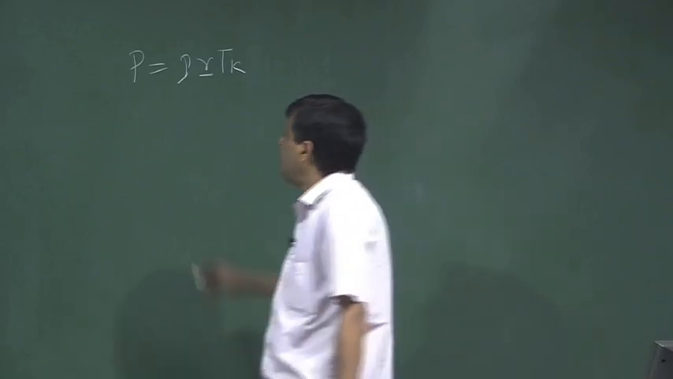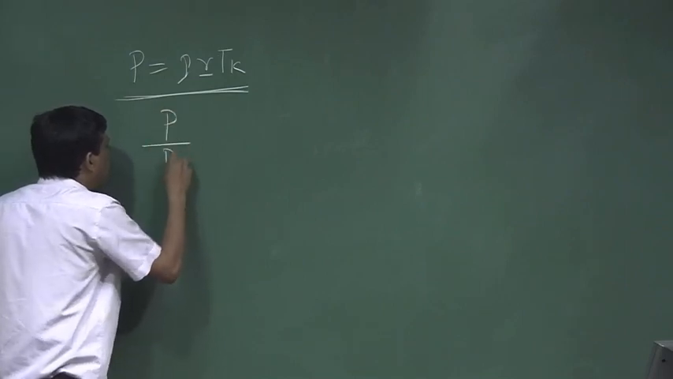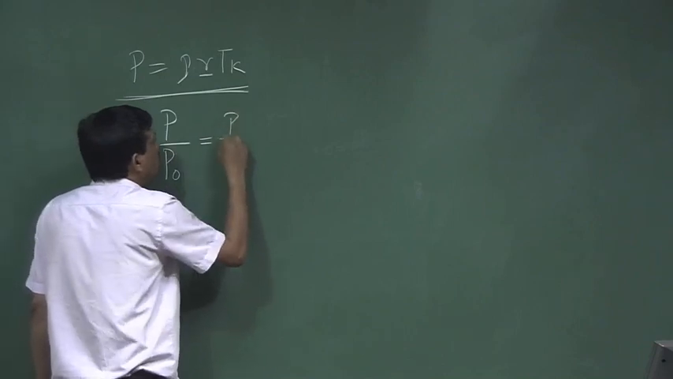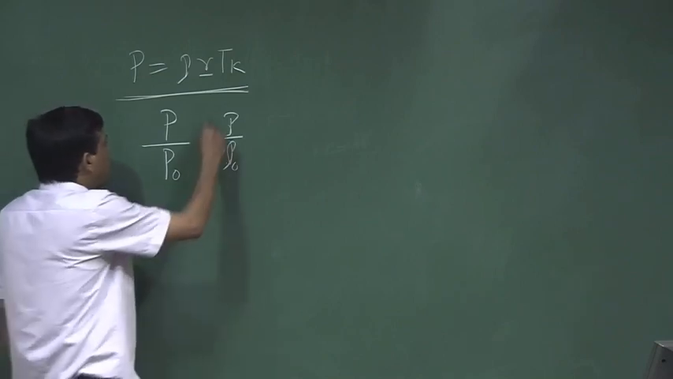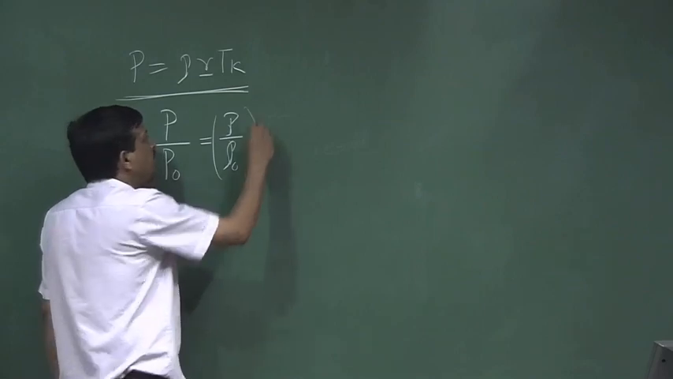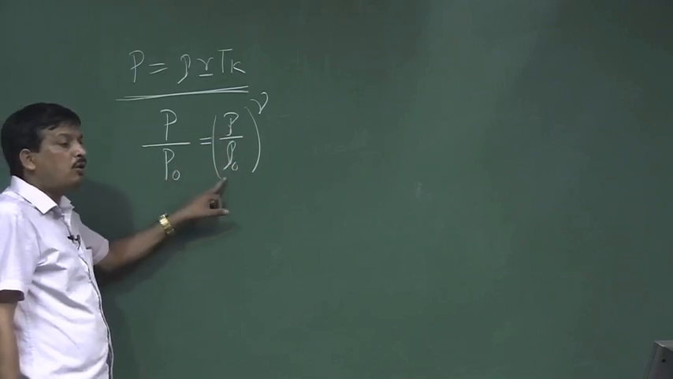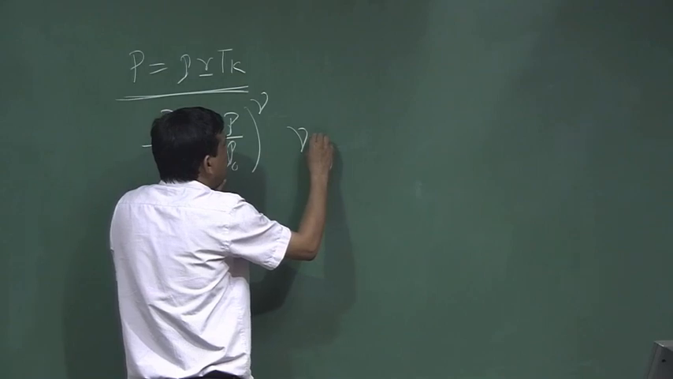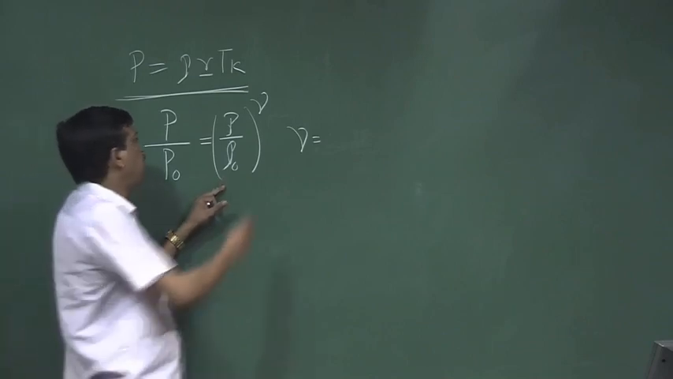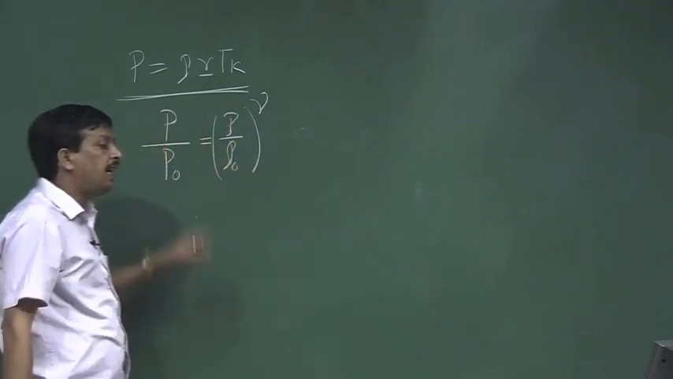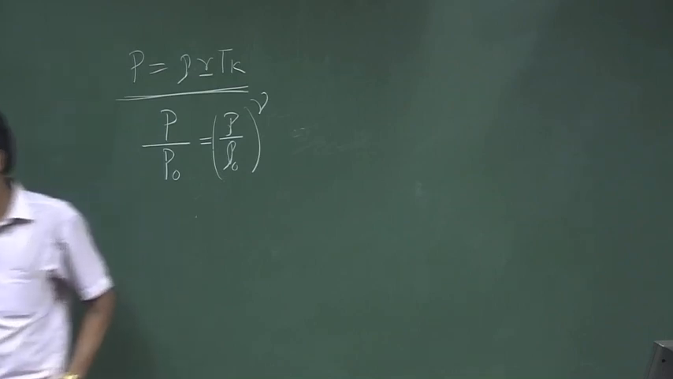Now, if this is an isothermal condition, then we know the total pressure divided by the equilibrium pressure is equal to rho by rho 0. In case of perfect gas or isothermal condition it is that, but in the adiabatic case it is rho by rho 0 to the power gamma, where gamma is the specific heat ratio. So, if this is my equation and gamma is the specific heat constant, can I express this in terms of a Taylor series?